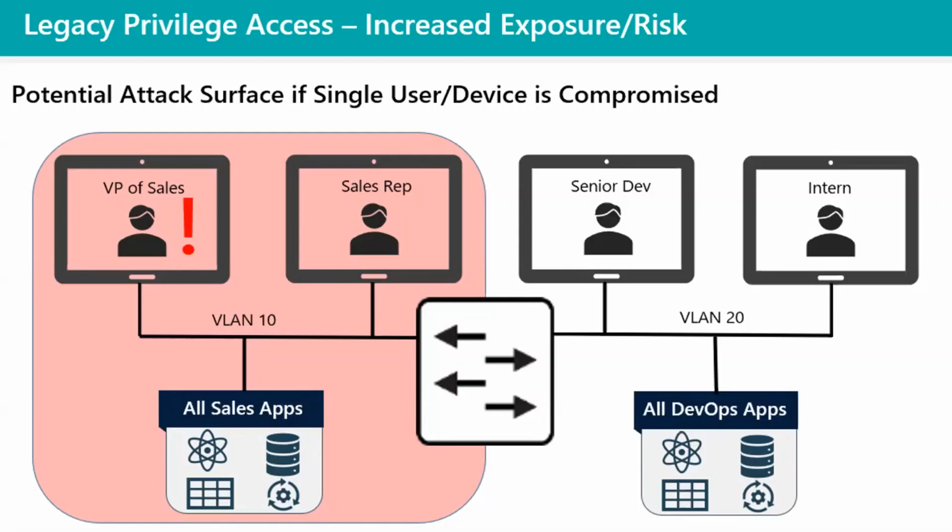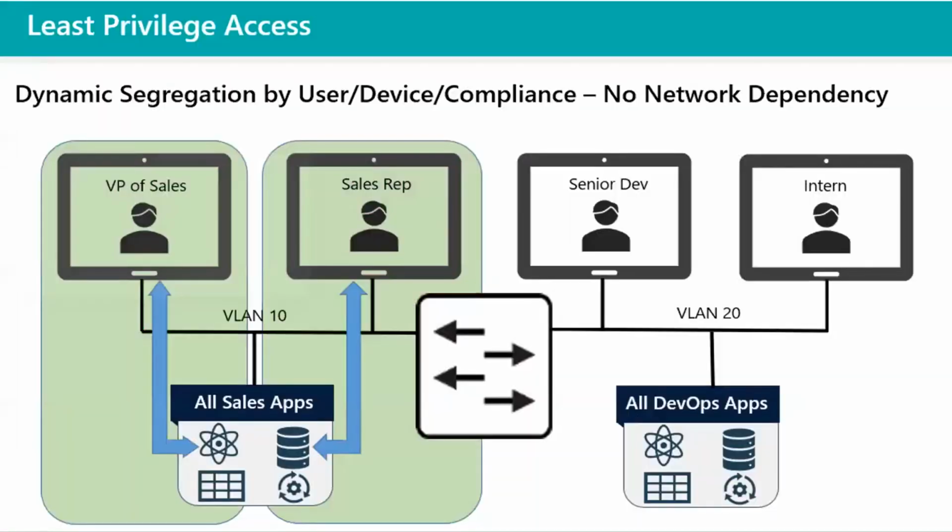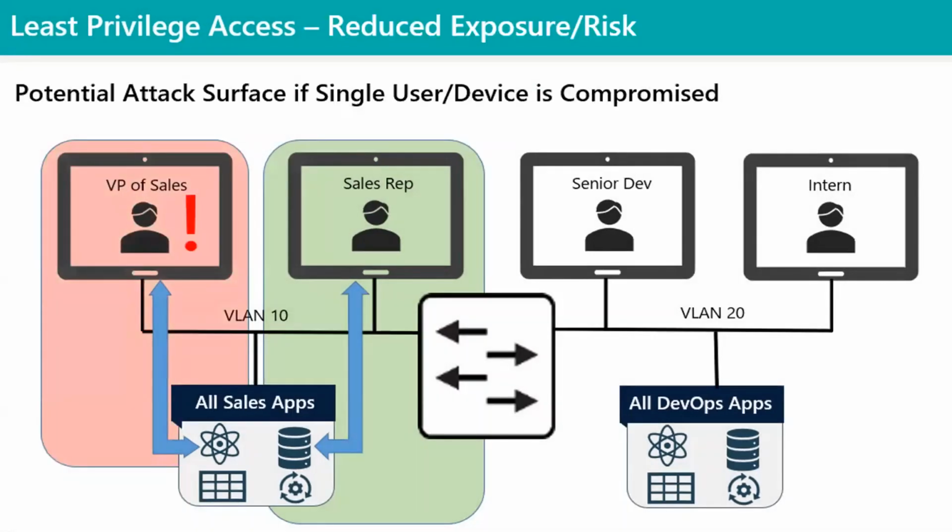With least privilege access, you're going to give only the minimum amount of access required. What this means is if there's some type of compromise, the attack surface is reduced. So the amount of components, systems, users on your network that can be compromised is much smaller. This is the key of why least privilege access is so important.